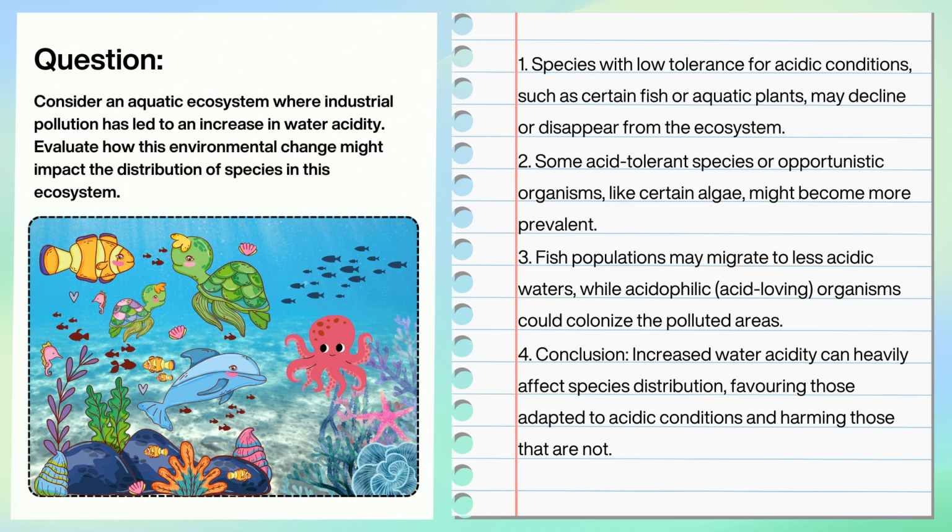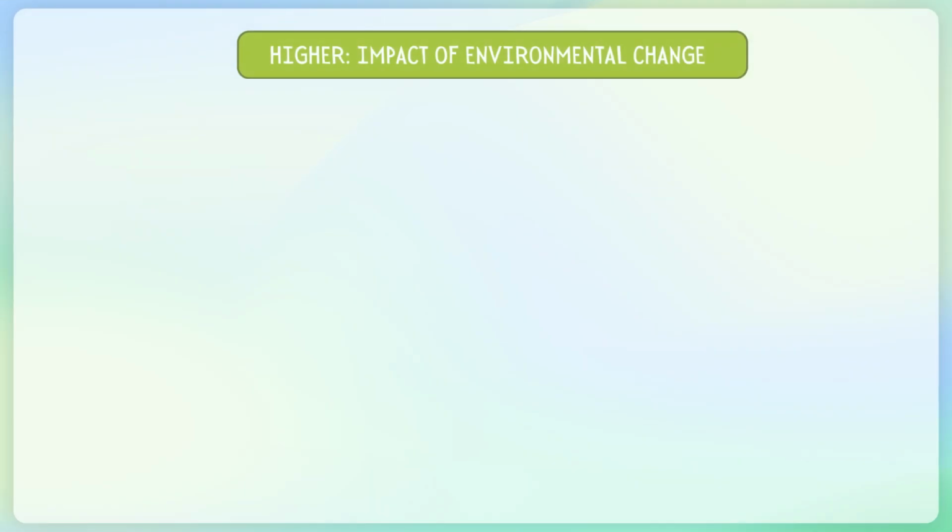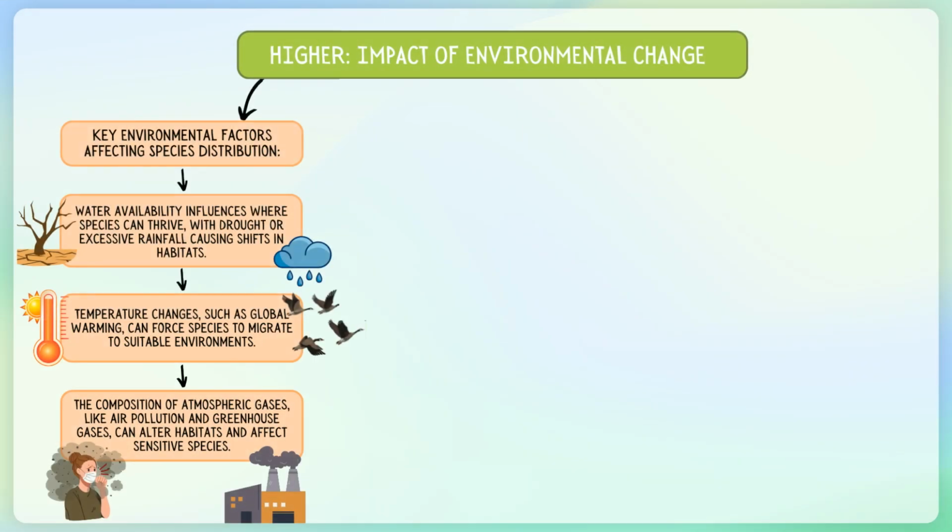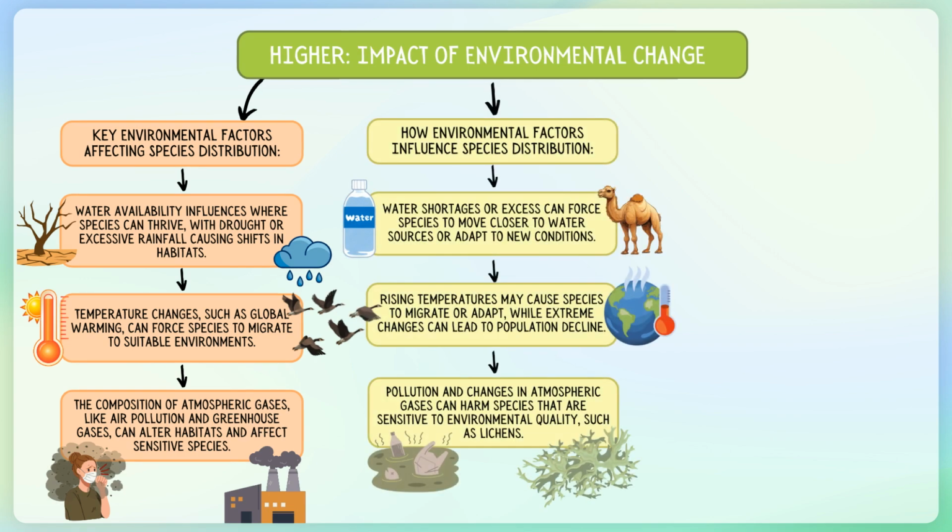are not. In today's lesson, we examined how environmental changes impact species distribution within ecosystems. We started by defining how distribution of species means how populations of organisms are spread out through habitats or regions. We then discussed some key abiotic factors and how changes in these factors may affect species distributions. This included water availability, temperature changes, and the composition of atmospheric gases.